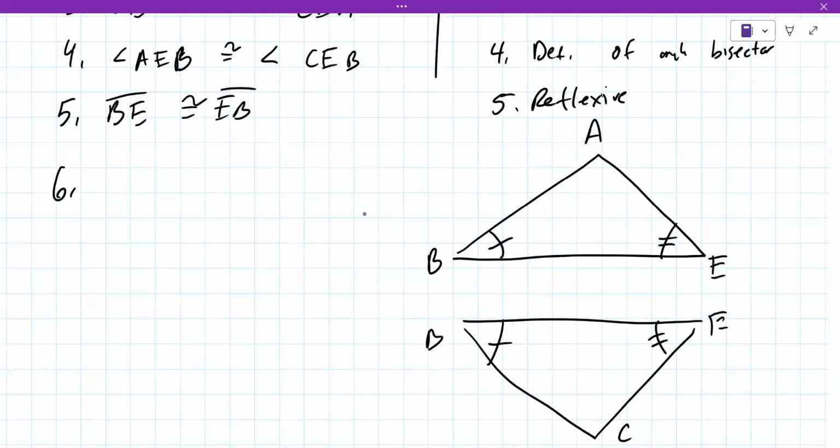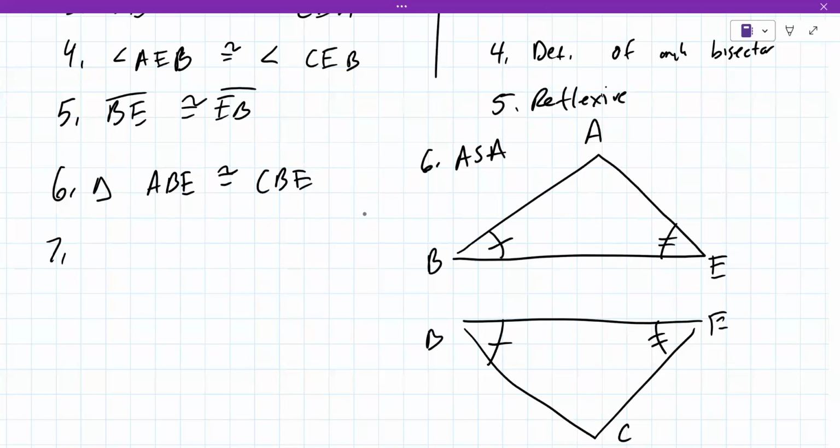Right, so here's what we got. The order matters here. So triangle ABE is congruent to triangle CBE, and the reason is angle, side, angle. And then you can prove that CE is congruent to AE by CPCTC. Whenever you use triangle congruence, you almost always use CPCTC.